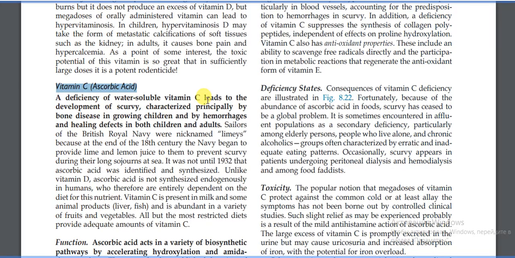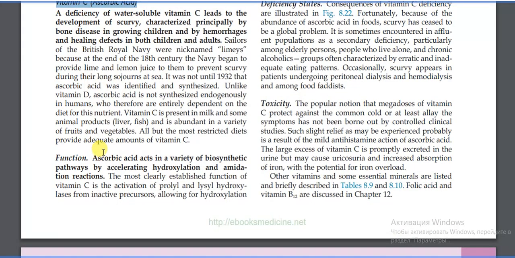And most predominantly sailors suffered with the scurvy disease. So what's the function of vitamin C, and what happens due to deficiency of vitamin C? First of all, ascorbic acid acts in a variety of biosynthetic pathways by accelerating hydroxylation and amidation reactions. And hydroxylation of proline, proline is the first thing which is affected.